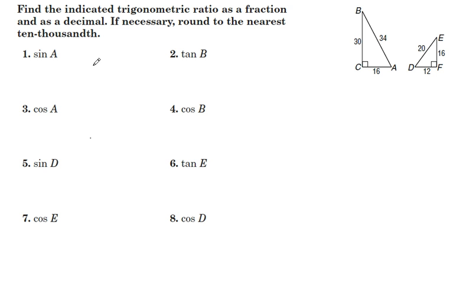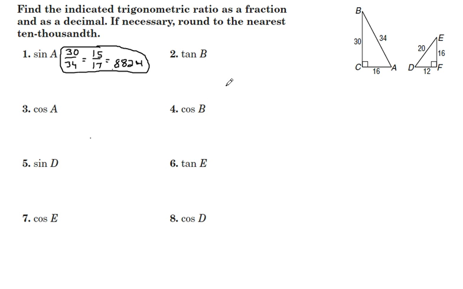So the directions say find the indicated trigonometric ratio as a fraction and as a decimal, and if necessary round to the nearest 10,000ths. That's 4 decimal places. So if we look for the sine of A, over here we're looking at angle A, and we look at the opposite, which is 30, over the adjacent, which is 34. So there is our fraction answer, and if you want you can reduce to 15 over 17. And then the decimal for that in the calculator, 15 divided by 17, is 0.8824. It's just that easy. And that all goes with the sine of angle A from the picture.